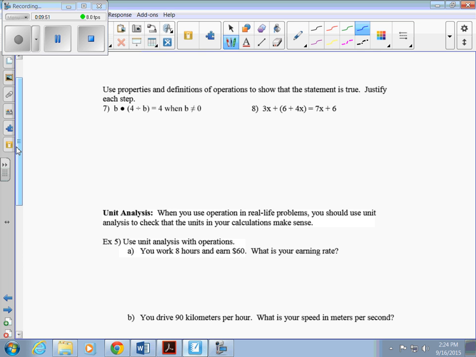The first thing we see here is there's a division, so we want to get rid of the division. We're going to switch that to a multiplication. So it's going to be B times, and then in parentheses, 4 times 1 over B. Okay, so that's what we have. That's the definition of division.